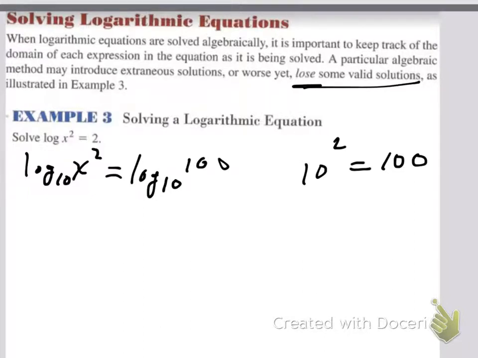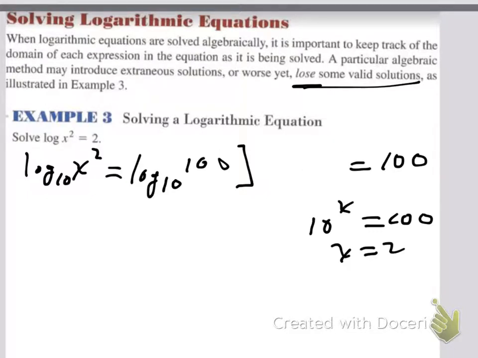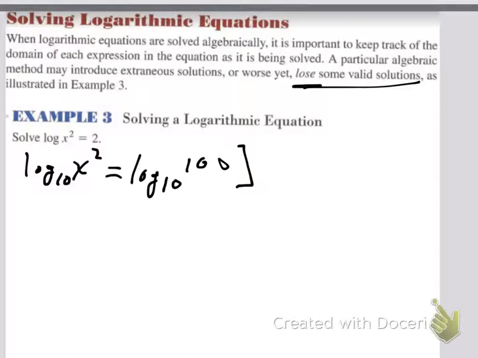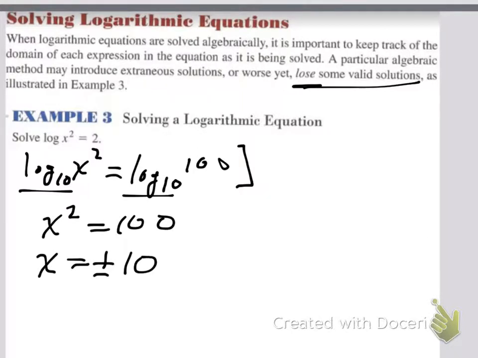So to check that this is 2, 10 raised to what power equals 100? Well, it would have to equal 2. So that right-hand side of the equal sign is 2. It's nice because now I have log base 10 on both sides. Boom and boom. And so I'm going to set x squared equaling 100. And so x is going to equal plus or minus 10.